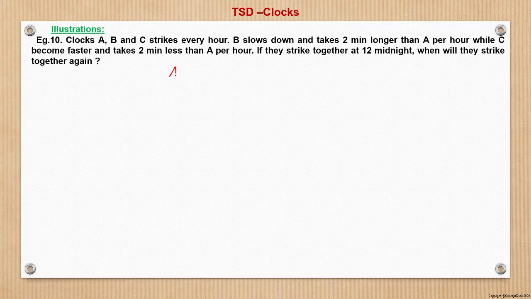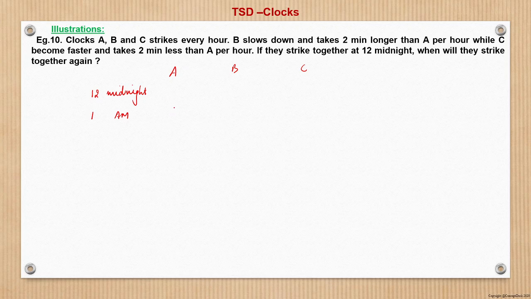So here are clocks A, B, and C. If they strike at 12 noon, sorry, 12 midnight, both strike together, right? Now after time t, what happens after 1 hour, that is when the actual time is 1 a.m.